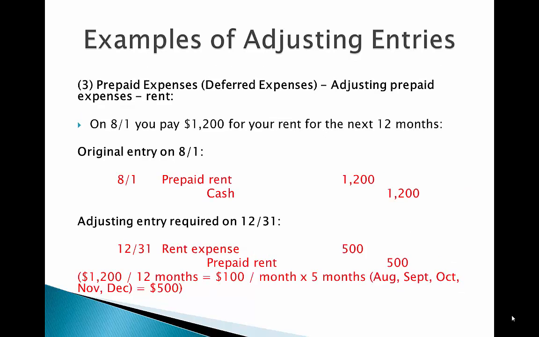Another example would be rent. On 8/1, you pay $1,200 for your rent for the next 12 months. The original entry on 8/1 would be debit prepaid rent, credit cash, $1,200.